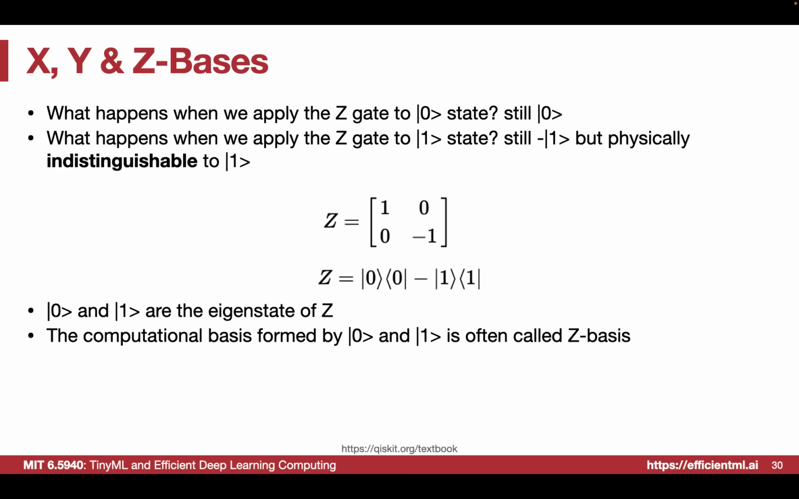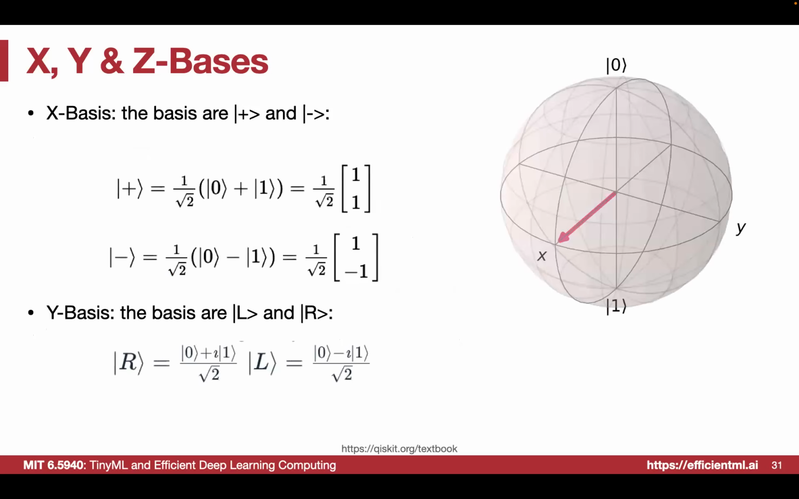Another thing is that the 0 and 1 states are the eigenstates of the Z matrix. If we are doing the computation in the 0 and 1 basis, say we do all the calculations in 0 and 1 and do the measurement on 0 and 1, that will be called the Z basis computation. Besides the Z basis, like the 0 and 1, we also have two other common bases, called the X basis and the Y basis.